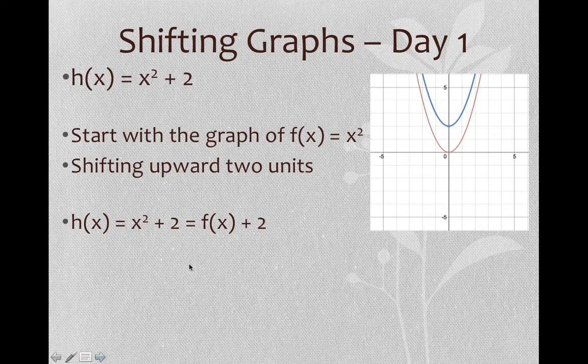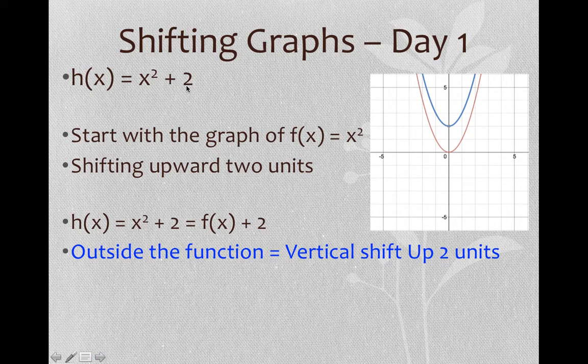X squared plus 2 can in general form be written f of x plus 2. This just means right here that I can put any function in here at all from my library. It doesn't have to be the square function. It could be the cube function or the square root function or the absolute value function or the reciprocal function. Any of the functions from my library. Notice that this 2 is being added on the outside of the function. After the function has been applied, we're adding the 2. So the 2 is on the outside of the function, which equals a vertical shift, and since the 2 is positive, we're going to shift up 2 units.